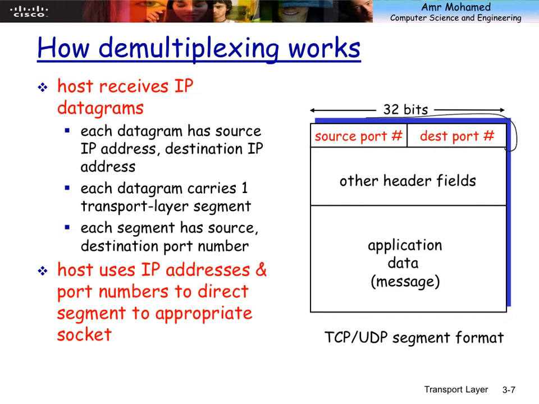So in the segment, we have the source port number and the destination port number, and this is the header of any transport layer protocol. You have a minimum of 2 pieces of information: source port number and destination port number. This has to be there, okay? Depending on what protocol we're talking about, these other header fields may be more or less, depending on whether we're talking about UDP or TCP. And then you have the application data.